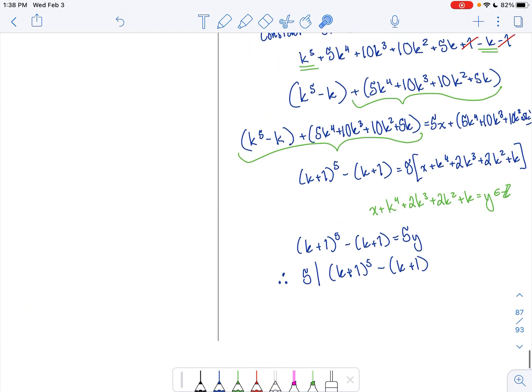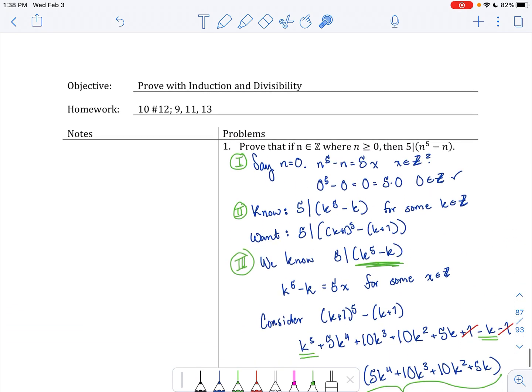Finally, you can state your conclusion here at the end that if we have true for 0 and true for consecutive numbers, then 5 divides n to the fifth minus n for all integers greater than or equal to 0.